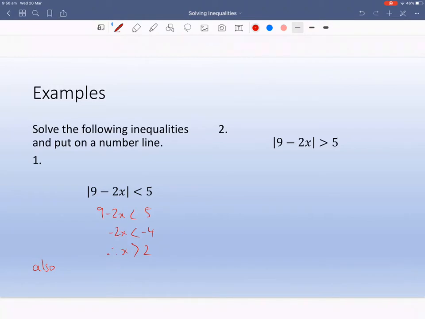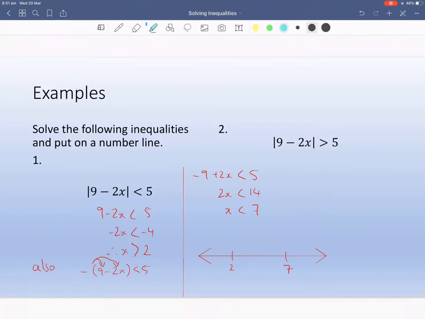Also, we've got to go minus 9 minus 2x is less than 5, and we've got to solve that one. So that will be, if we ski jump this to that, minus 9 plus 2x is less than 5. So we've got 2x less than 14, x less than 7. All right, let's draw our number line. We have our two critical values, which is 2 and 7.